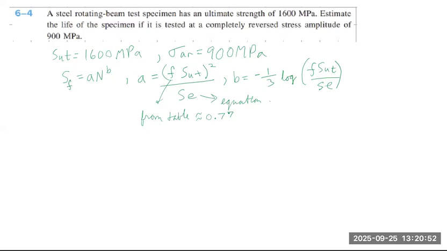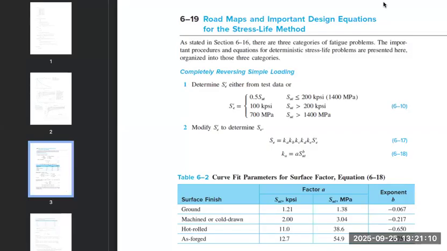What about our SE? We get that from our equation. From here, we see that for ultimate strength less than or equal to 1,400 megapascals, SE prime can be approximated by 0.5 times the ultimate strength. However, over here, our SUT is greater than 1,400 megapascals. So we will have to use SE prime equal to, approximated, 700 megapascals. So that's what we will be using.